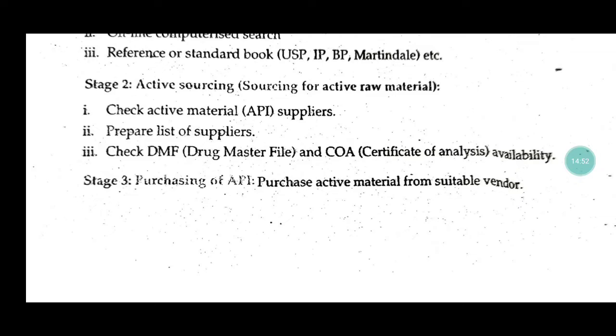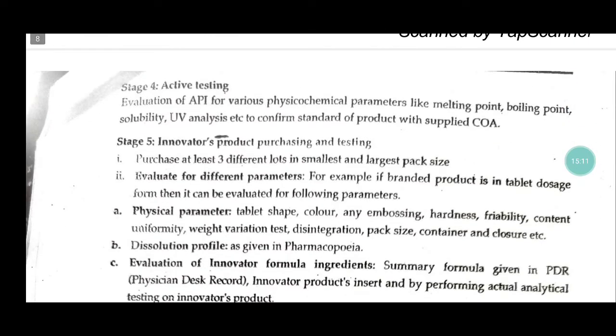And the third stage would be purchasing of API, that is active pharmaceutical ingredients. Purchase active materials from suitable vendors. And stage 4, that is active testing, that is evaluation of active pharmaceutical ingredients for various physical parameters like melting point, boiling point, solubility, UV analysis, etc., to compare the standard of the product with the supplied COA.